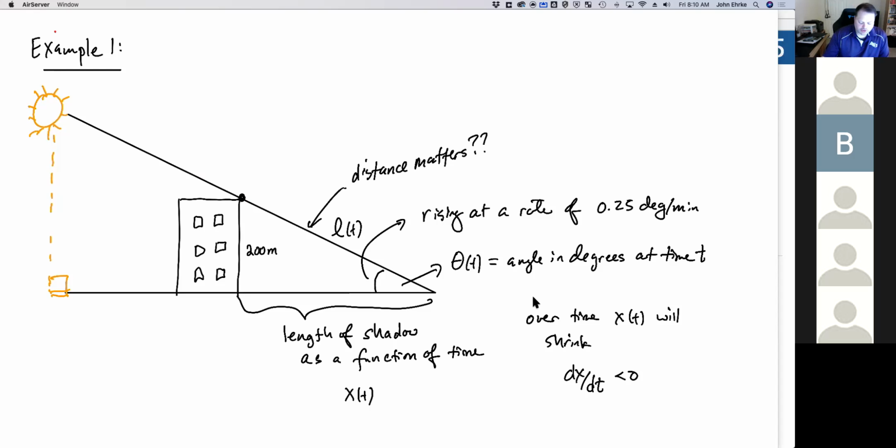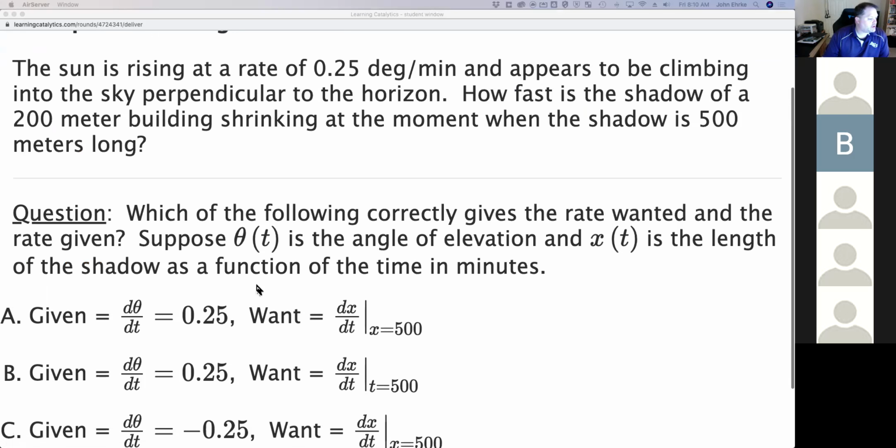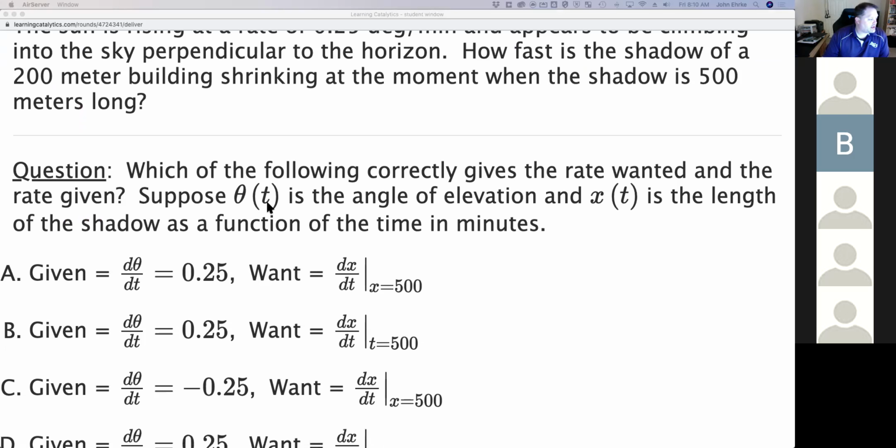So this would be considered step 1. You've drawn a diagram and labeled the different parts. What I want you to do now is tell me, for this problem, which of the following correctly gives the rate wanted and the rate given. So theta of t is the angle of elevation, x of t is the length of the shadow.